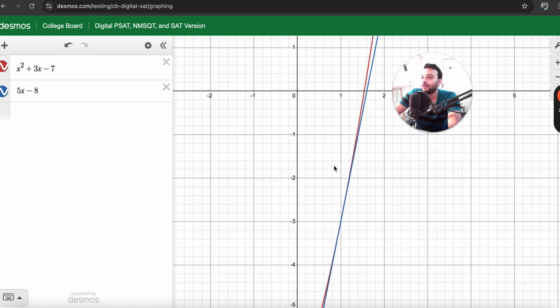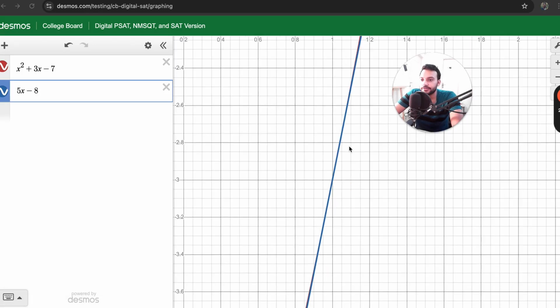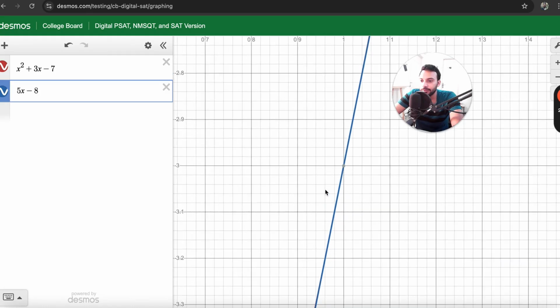So for that, you click on the blue line. It'll show you how many points it's touching on for this one. Okay. So let's check that. Just a single solution. As you can see, it's going to be 1 comma negative 3.